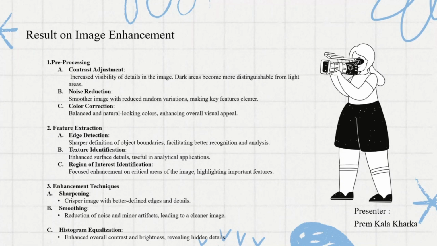In smoothing, which reduces noise and minor artifacts, leading to a cleaner image, this process helps in creating a more pleasing image while preserving important details. In terms of histogram equalization, enhanced overall contrast and brightness make hidden details more visible.